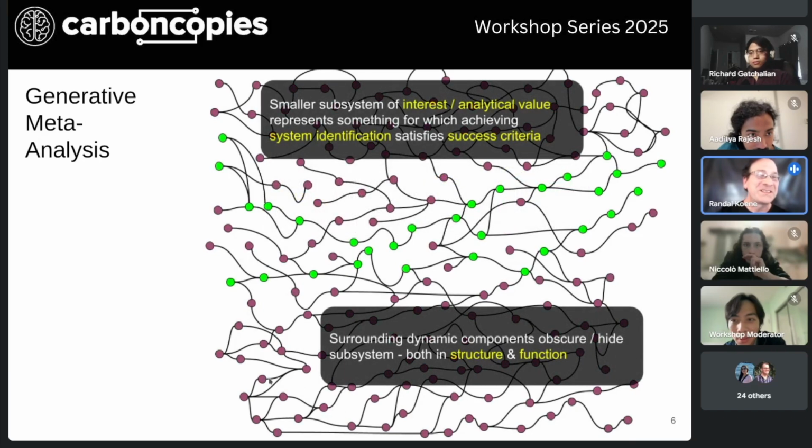For example, a subsystem that sustains working memory or that encodes patterns as attractors, or one that carries out motion detection. You want to carry out system identification in a way that satisfies success criteria. The actual data you have may come from a larger system, for example, from a volume of neocortex or tissue in the visual area. So you could say that the subsystem you care about is obscured, hidden, and affected by the larger system in structure and function.